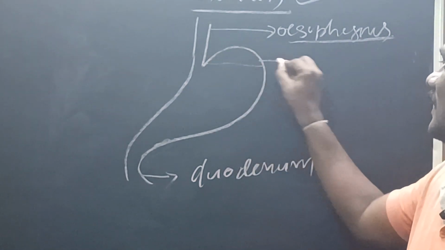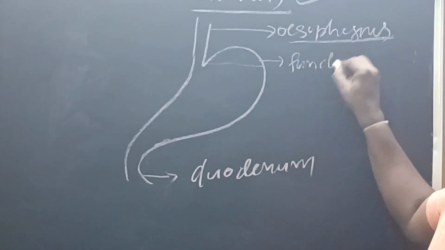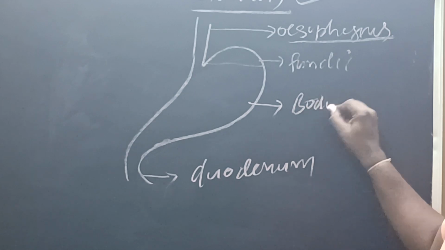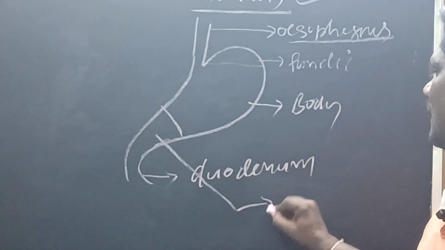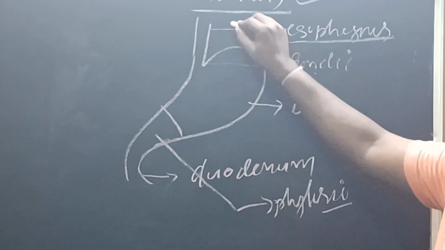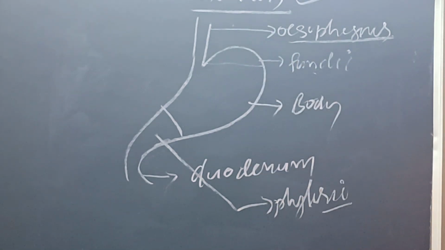Mainly our stomach is divided into three parts. That is the fundic part, this is the body, and this one is the pyloric part. The fundic part is near the heart, near the heart, that is called cardiac.